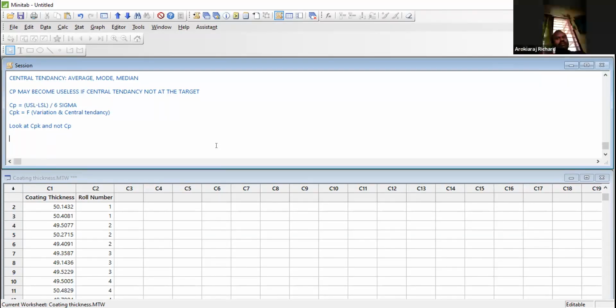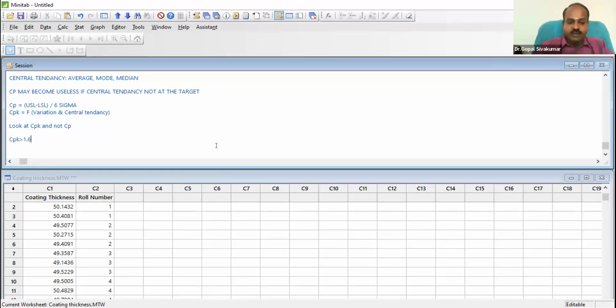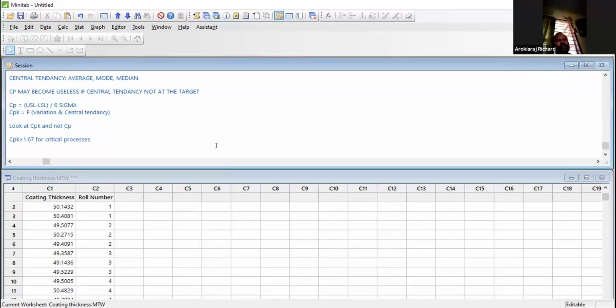An industry standard is that CPK must be 1.67 for critical processes. Certain processes are critical. For example, your learning is critical. You passing the exam is more critical. Am I right? Yes, sir. So we should have a process to ensure your learning, and we should also have a process to ensure all of you pass.